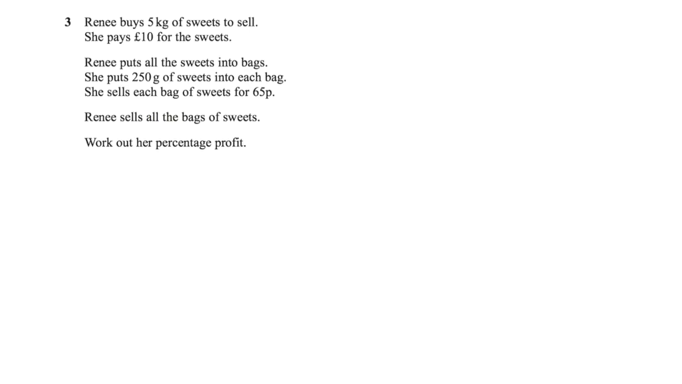Question 3. Renee buys 5 kilograms of sweets to sell. She pays £10 for the sweets. Renee puts all the sweets into bags. She puts 250 grams of sweets into each bag. She sells each bag of sweets for 65p. Renee sells all the bags of sweets. Work out her percentage profit.